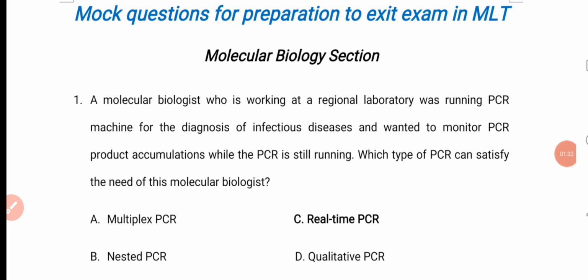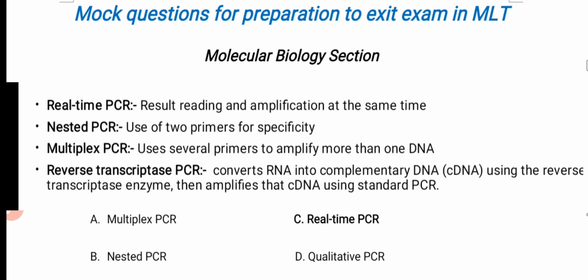As you know, there are different types of PCR. The first is real time. So in real time PCR, the reading and the amplification will go at the same time. Real time PCR means we read the results at the same time as there is amplification. So there is a concurrent output of the results while the amplification is already going on.